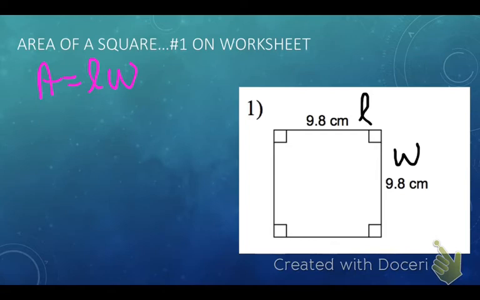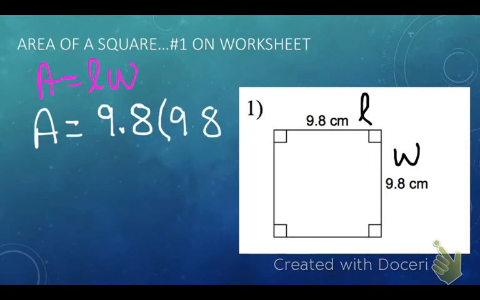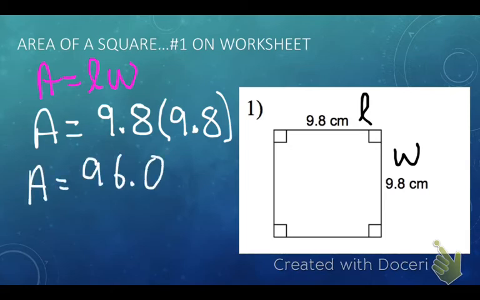So I would rewrite A, because we are still finding the area, equals, the length is 9.8, so I'm going to write 9.8. And then I'm going to multiply it by 9.8. And I'm going to show multiplying how we've shown multiplying before, as parentheses 9.8. All right, so all we have to do now is type in our calculators, 9.8 times 9.8. And we get 96, so A equals 96.04.